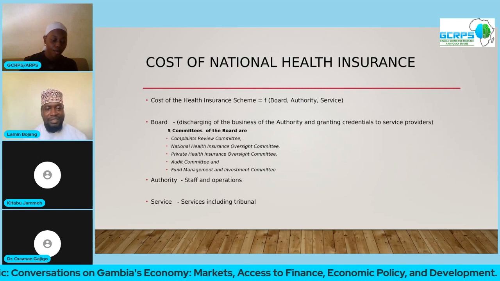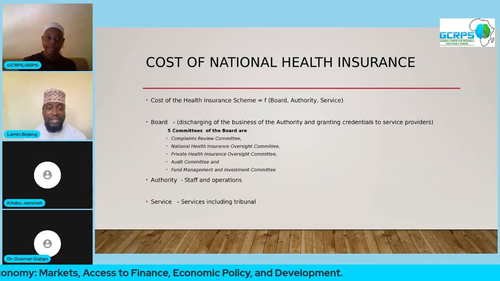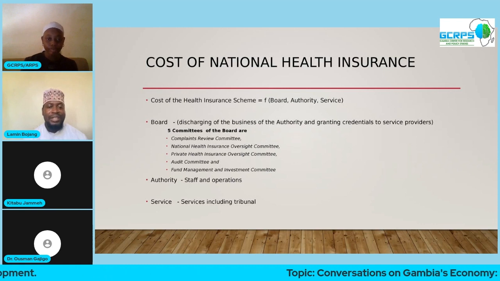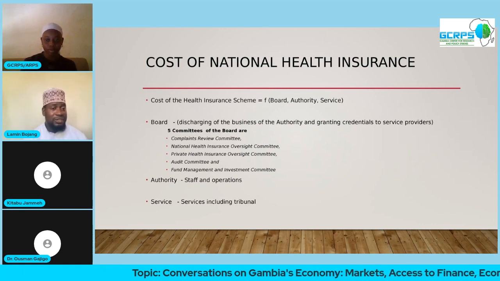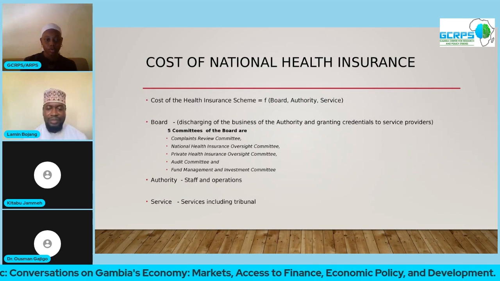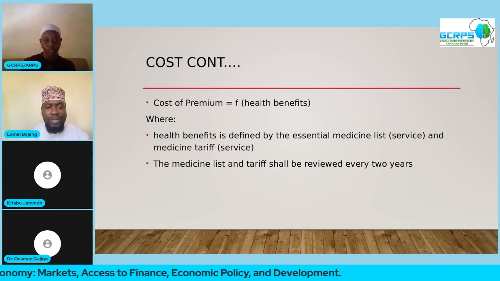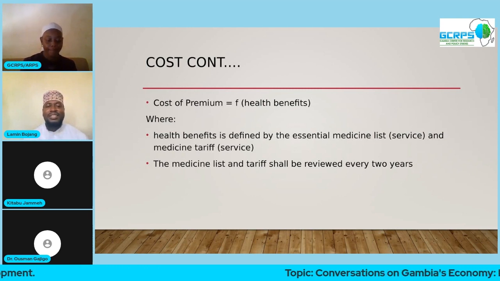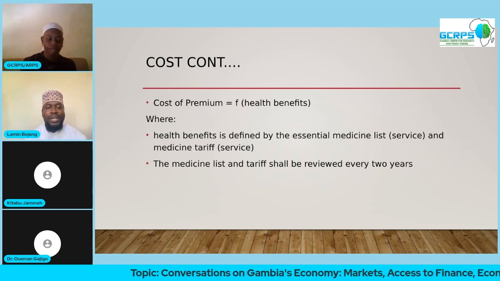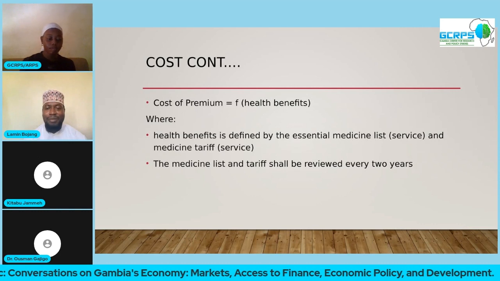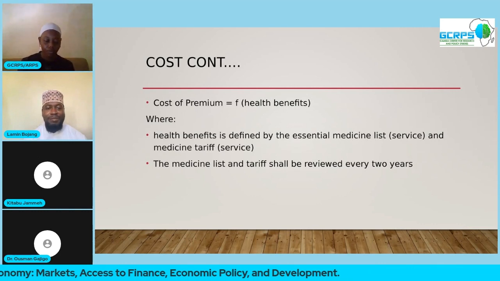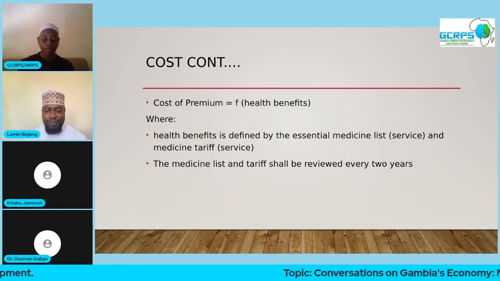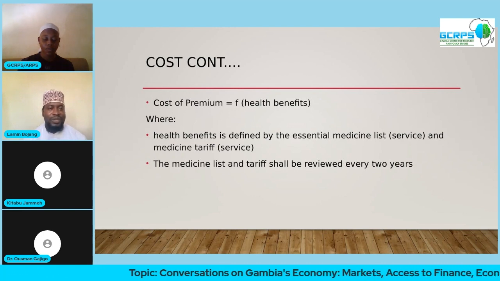Then you have other services of the national health insurance, aside from the scheme, that are implemented by the board, like there should be a national health service tribunal. Then the other area we look at is the cost premium. The cost premium is a function of health benefits, where the health benefit is defined by the essential medicine list or service and medical tariff or medicine tariff or service. The medicine list and tariff shall be reviewed every 2 years. This is what the Act stipulates.